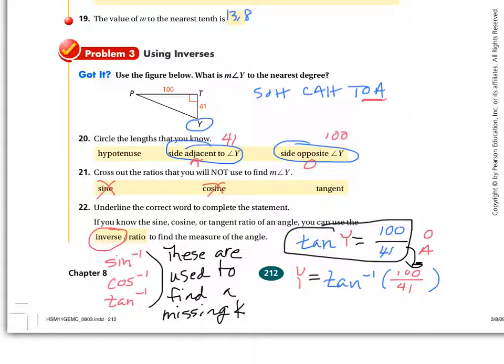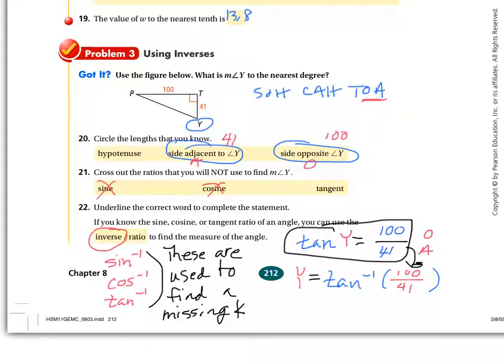Now, if you get to know your calculator, you might have to plug in the ratio first, 100 divided by 41, hit enter, and then hit the inverse, second function tangent. Most calculators, though, you're going to punch in the second function tangent first, and it'll start with a parenthesis. Put in this full ratio, and get in the habit of ending those parentheses. For my calculator, those of you who are watching the video are not going to be able to see this part. Sorry.